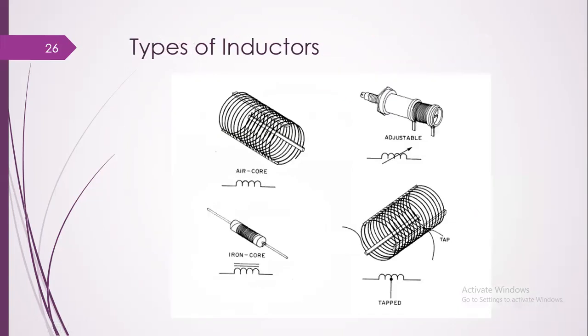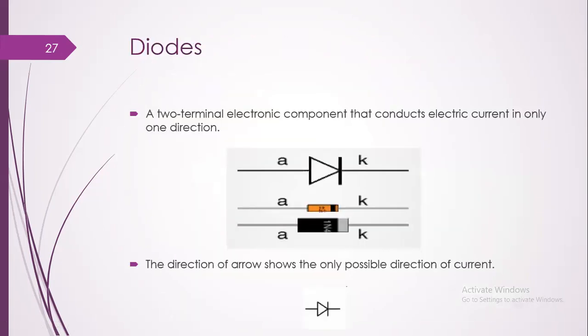So these are the types of inductors: air core, adjustable, iron core, and tapped. So this one is the diode, a device which is used to convert AC current into DC current. And we can see the symbolic representation and visual appearance of the diode here.